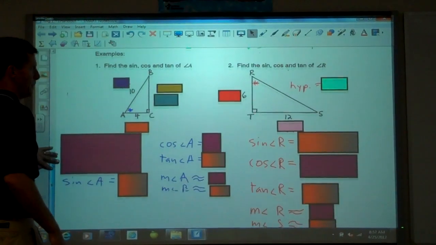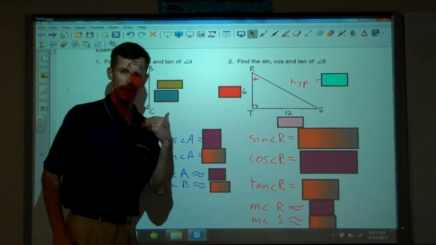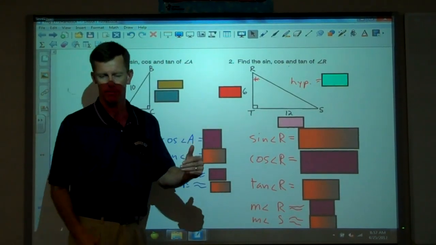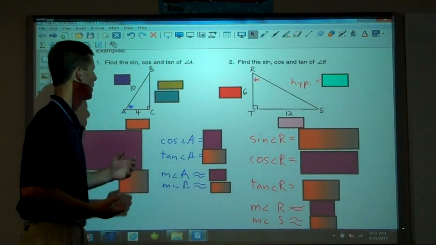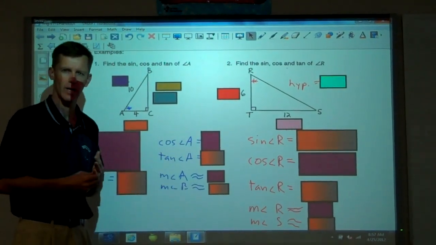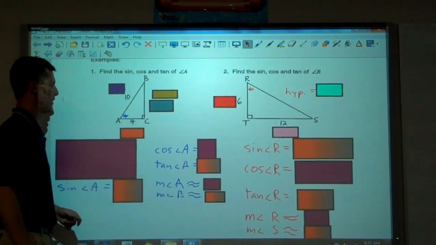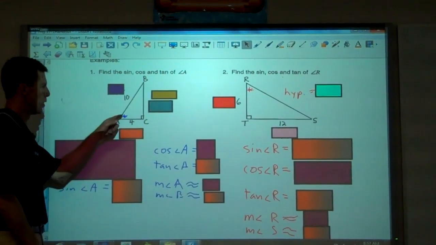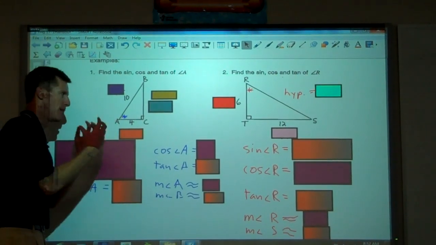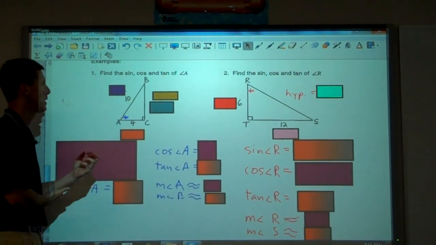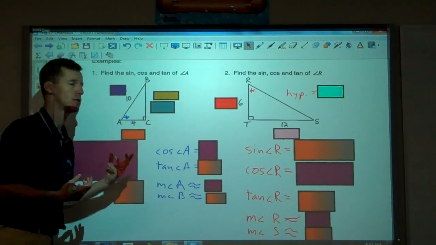Some examples to try. What I'd like you to do is try them, pause, try it, and then go ahead and play the explanation they'll give, and hopefully they match. So, I want you to find the sine, cosine, tangent of angle A. Notice I put a star there to give me a good reference of what angle I'm talking about. So, go ahead and try the problem now.